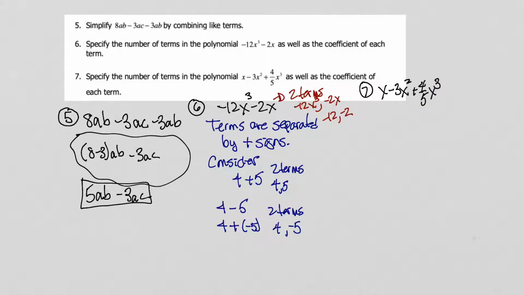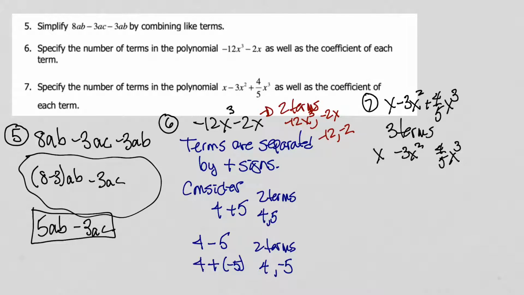It just says specify the number of terms. So I've got 3, but here's what they are. I'm saying that there's 3 terms, and I'm going to write what they are. There's the x, the negative 3x squared, and the 4/5 x cubed. And then the coefficients of each one are the multipliers. So the multipliers here are 1, negative 3, and 4/5. Those are the coefficients.